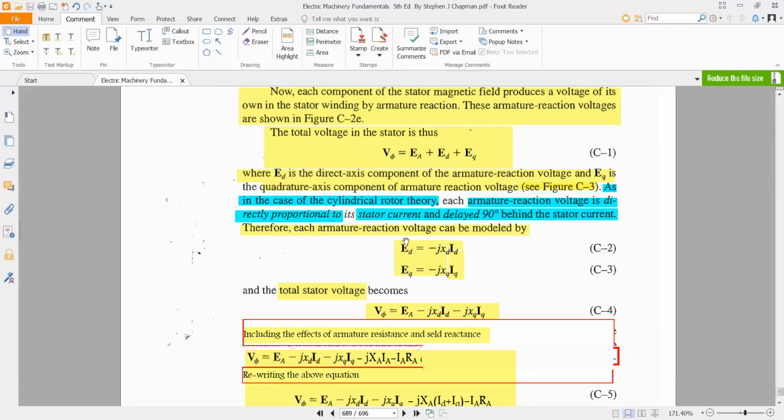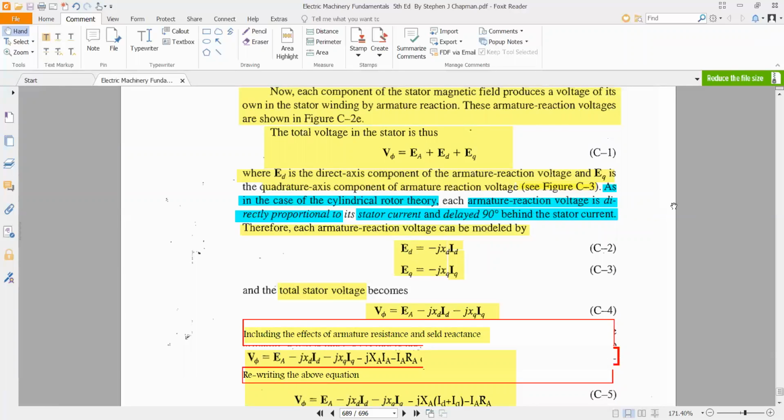We can see here that for the cylindrical rotor machines, the armature voltage E stat. Just recall the discussion for the cylindrical rotor machine, where the armature current IA produced a magnetic field BS, which induced a voltage E stat in the stator winding, and that was the voltage induced because of the armature reaction that was modeled for cylindrical rotor machines. Just recall that theory. In the case of the cylindrical rotor, the armature reaction voltage produced was directly proportional to the stator current, and it was lagging behind the stator current by 90 degrees.